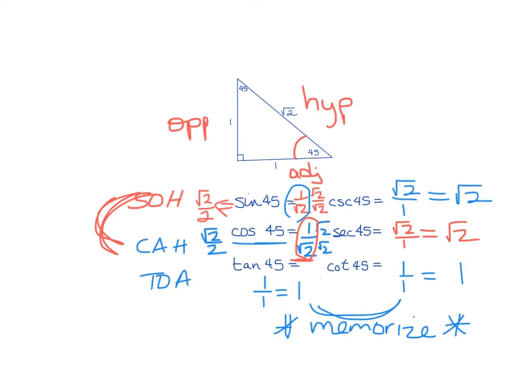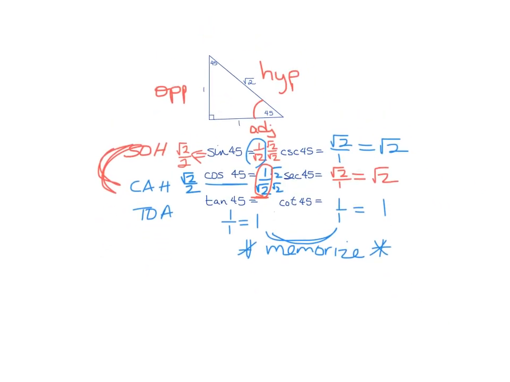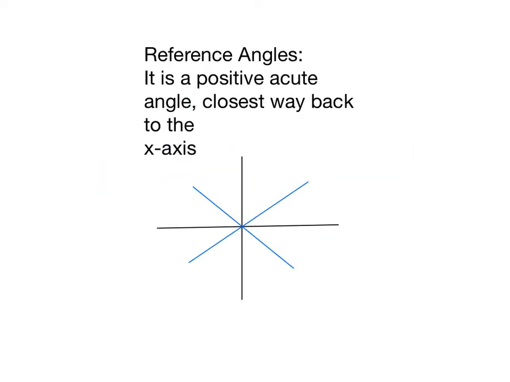So the whole purpose of doing these special right triangles is we're going to be able to find the 6 trig functions of really large angles. And what we're going to be doing is finding the reference angles to those large angles. And we're going to learn what a reference angle is on the next slide. So a reference angle is going to be a positive angle. It's a positive acute angle. And it's going to really be the closest way for me to get back to the x-axis, or the quickest way. Don't get confused with the y-axis. We want to know the quickest way to get back to this line, the x-axis, not the y.